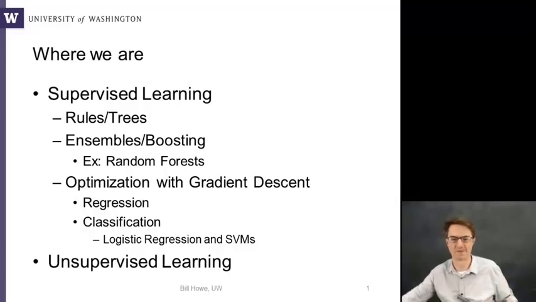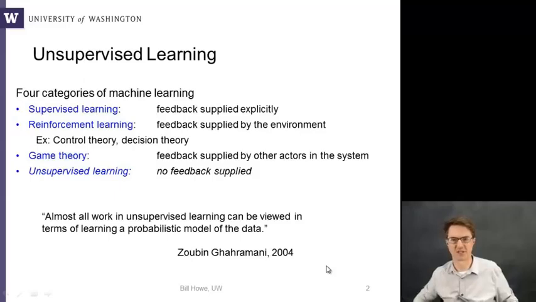And so now we're going to talk about a few selected topics in unsupervised learning. This is a very broad field as well, and we're only going to cover a couple of selected topics that data scientists ought to be familiar with, but it's by no means a coverage of the entire area. So what is unsupervised learning? If we have these 4 categories of machine learning that are characterized by where the feedback comes from, then unsupervised learning is perhaps the one that stands out the most.